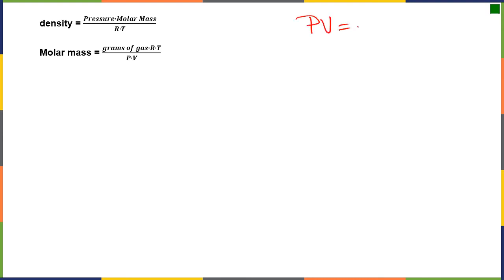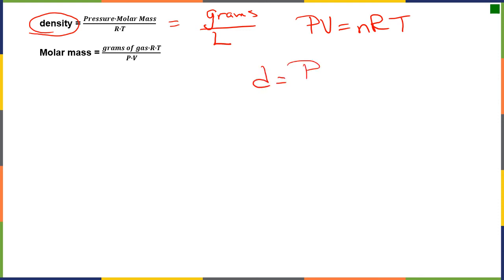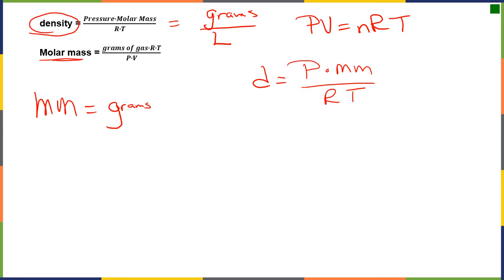So PV is equal to nRT. Well, if we want density, and when we have density of a gas, we're going to have units of grams per liter. Well, if we're going to go from moles into grams, we're going to need the molar mass. And our equation here for density works out to be D is equal to the pressure times the molar mass over RT. We can also do an equation for the molar mass if we want to do this instead. The molar mass is equal to how many grams of gas that we have multiplied by RT over PV.